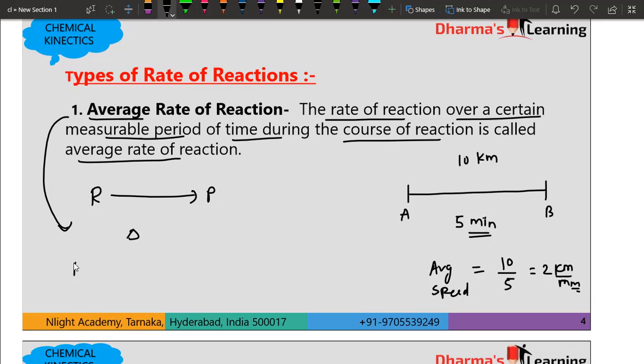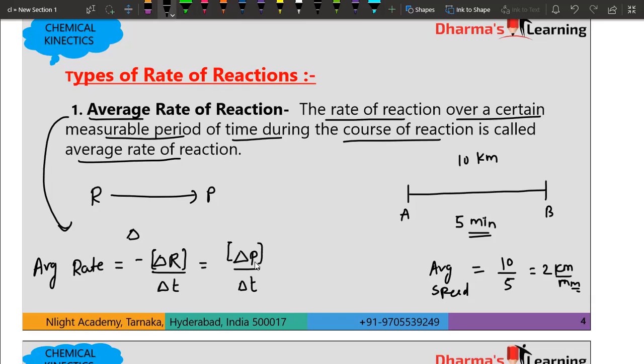So how will you write the average rate? The average rate of a reaction will be equal to the change in concentration of reactant over a particular period of time, change in time. As it is a reactant, we write minus. Similarly, the change in concentration of product divided by change in time.